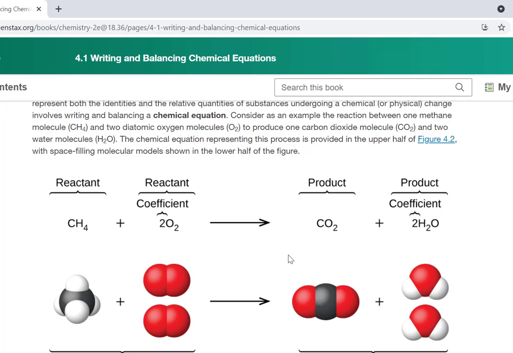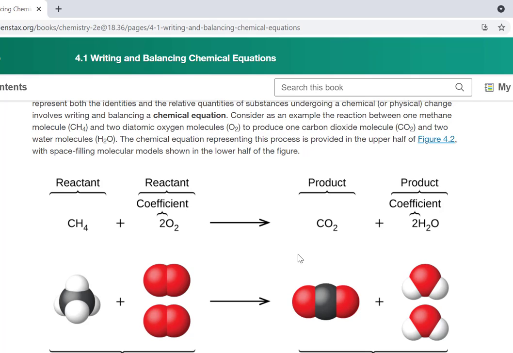When you have multiple reactants or multiple products, so here we have methane and oxygen as reactants, carbon dioxide and water as products, when we write the chemical equation, we separate them using a plus sign. A plus sign is just indicating we have this reactant and we have this reactant. So you're separating those out with the plus sign. Same thing on the product side.